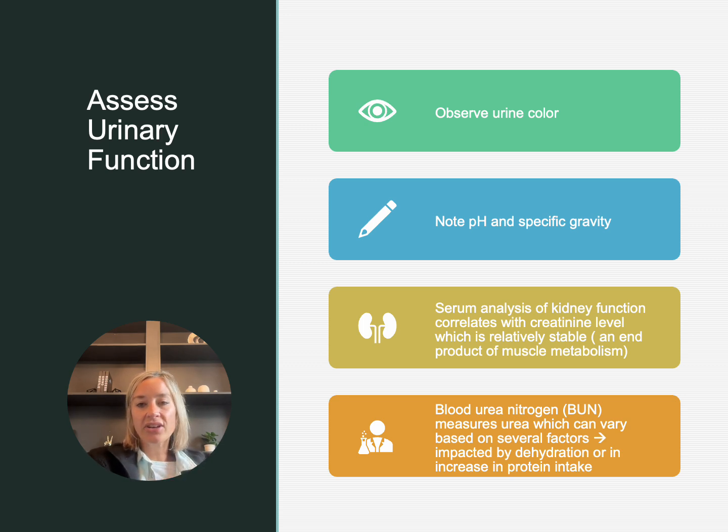Testing the pH of urine tells us about the body's acid-base balance. A more acidic or alkaline pH could hint at conditions like infections or metabolic disorders. Specific gravity, on the other hand, indicates how concentrated the urine is. That provides insights into kidney function and hydration levels.